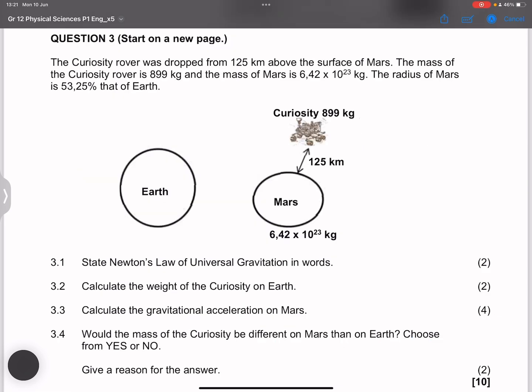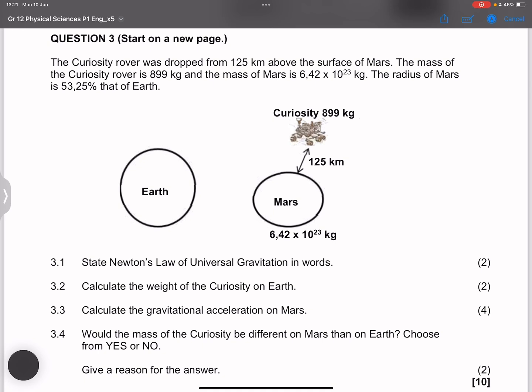On to question 3, they say the Curiosity rover was dropped from 125 kilometers above the surface of Mars. The mass of the Curiosity rover is 899 kilograms, and the mass of Mars is 6.42 times 10 exponent 23 kilograms. The radius of Mars is 0.25% that of the Earth.